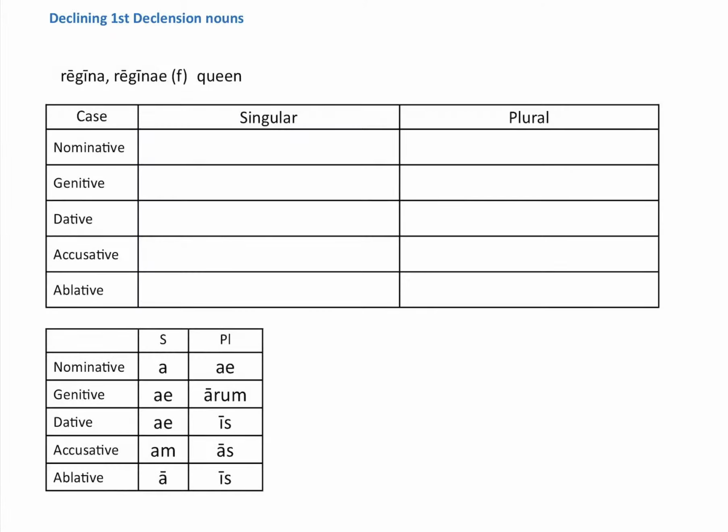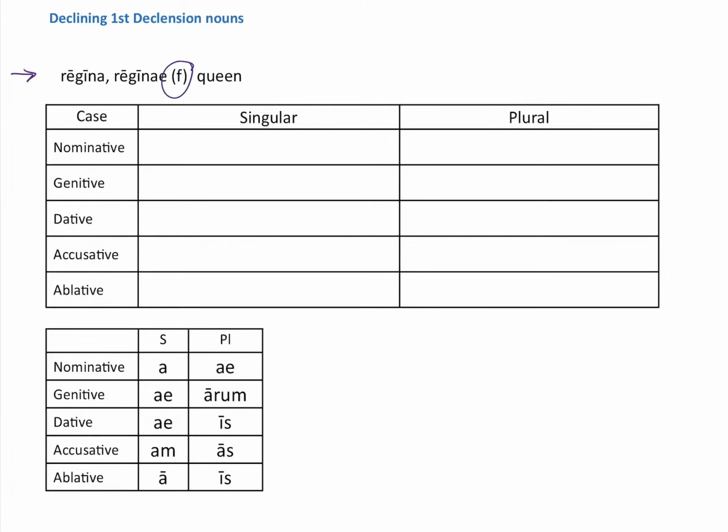Okay, let's walk through a process of declining a first declension noun. If you remember, we did this with verbs, and it's a pretty similar process. So first thing is, if you look, Regina, Reginae. I told you earlier that there were always 2 entries in a glossary with the gender listed right afterwards, and that's still going to happen.